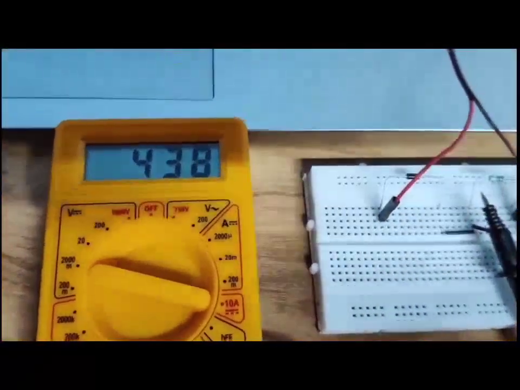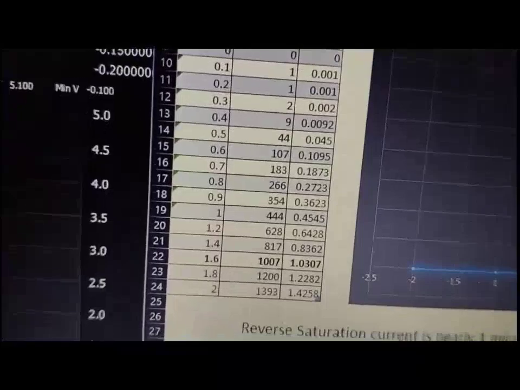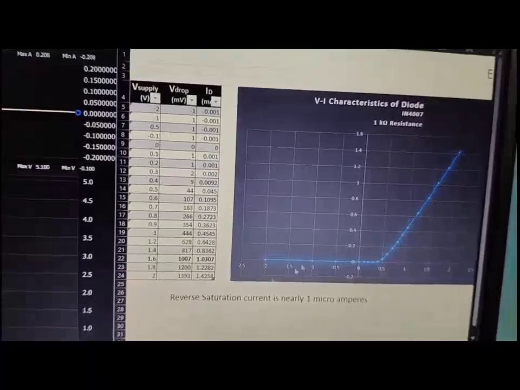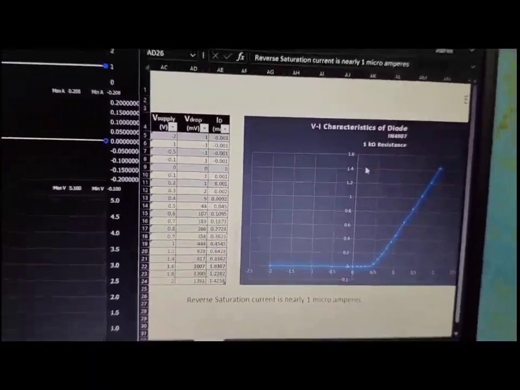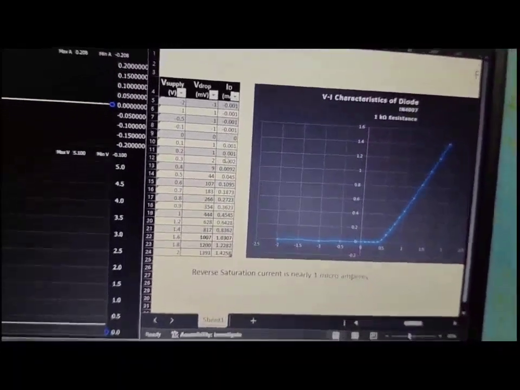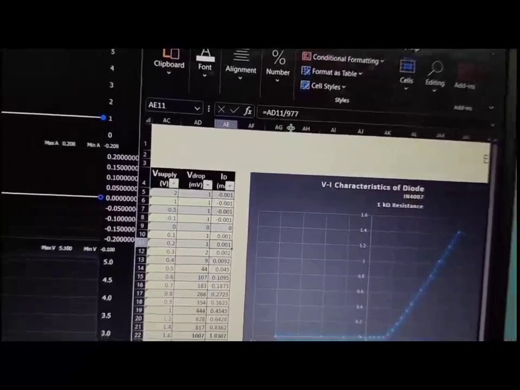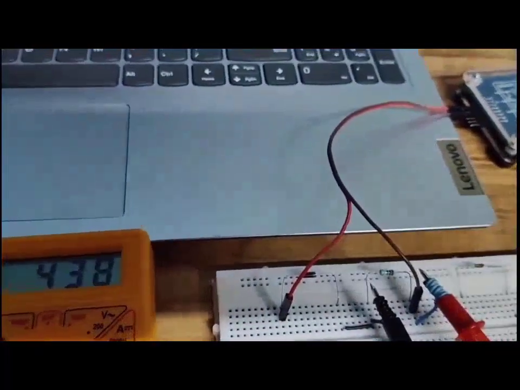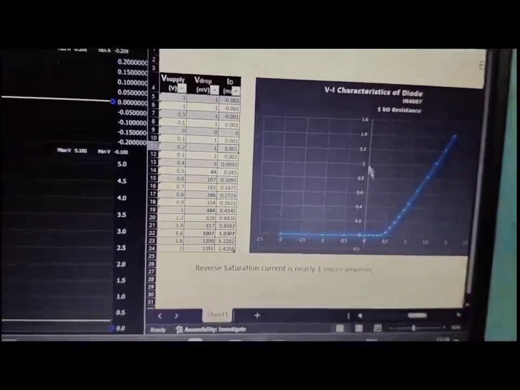Now we are going to change the voltage. At 1 volt it is around 440, which we noted earlier, and this is the graph of the VI characteristics of the diode. This is the data, and we calculated ID by dividing by 977, the approximate value of resistance that we measured using the multimeter, and this is the graph plotted.